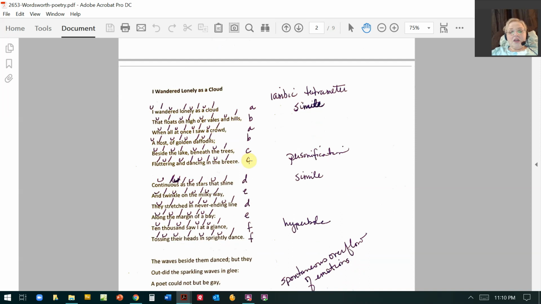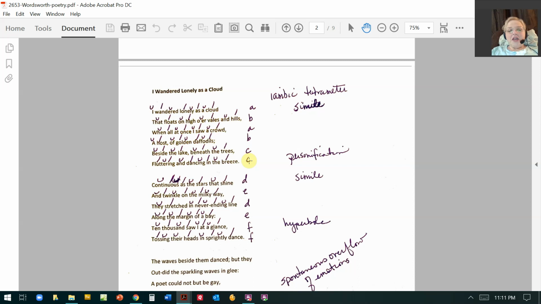And we can see there is a regular rhyme scheme: A, B, A, B, C, C, D, E, D, E, F, F. This isn't a special form like a sonnet, where you have to follow the rules and all that. But he does have a regular rhyme and rhythm pattern here, right? And you can see he uses simile, personification, and hyperbole.